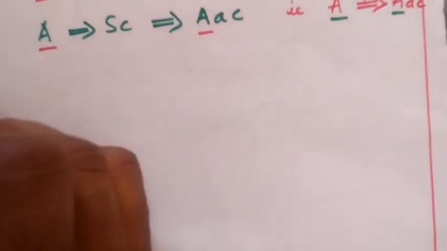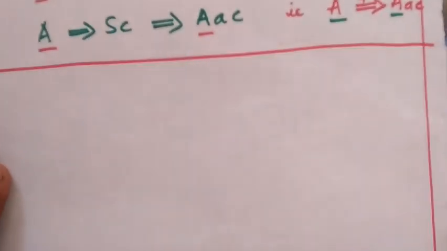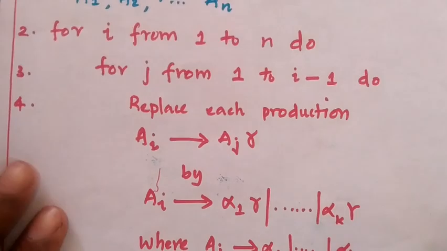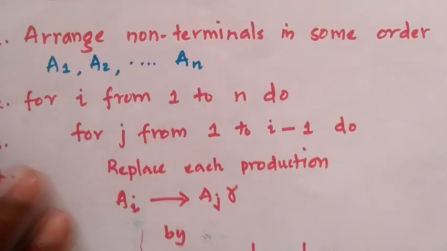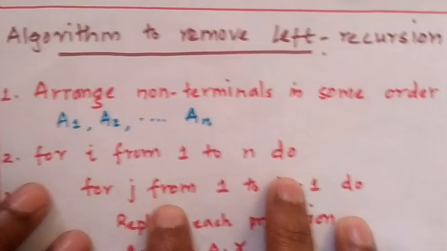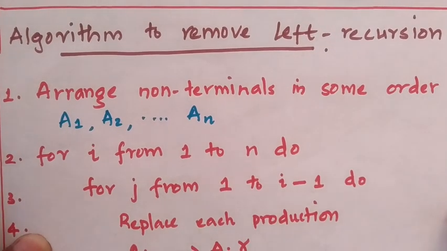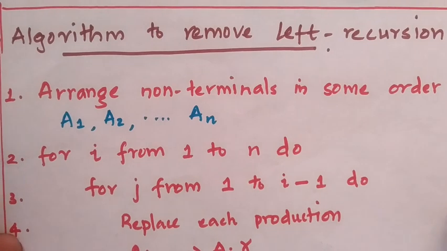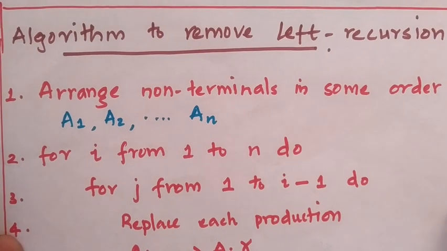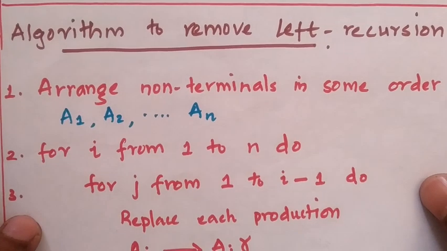So how to remove such type of left recursion which is present in the grammar? There is an algorithm. That algorithm will help you to remove left recursion, whether it is immediate or any other sort of left recursion that we can remove. Let us see this algorithm. I will briefly explain. Very simple algorithm. The statement you can see here. So this algorithm will help you to remove left recursion, whether it is immediate or indirect left recursion we can remove. So let us see.